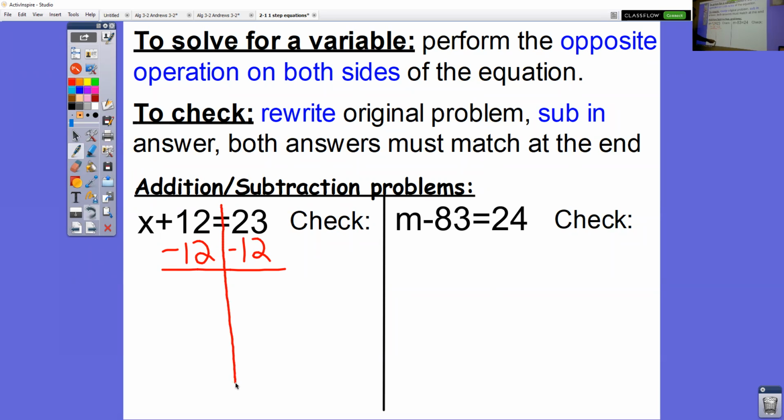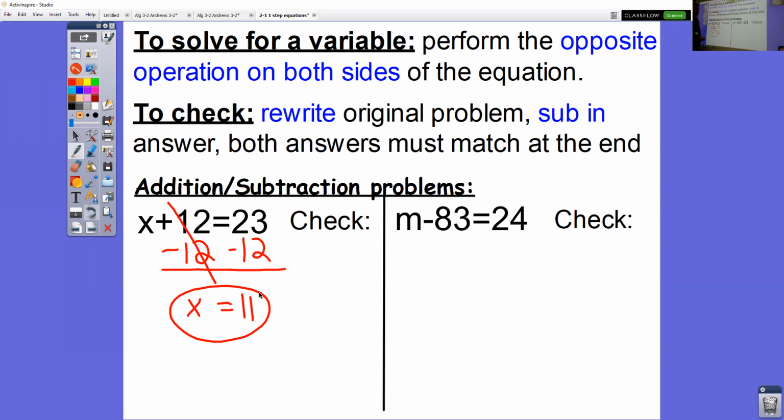Some teachers have you draw a line going down the middle to separate the two sides of the equal sign, because whatever you do to one side, you have to do to the other side. So these 12s cancel out or zero out. Bring down your x, bring down your equal sign. 23 minus 12 is 11. So your answer is 11.